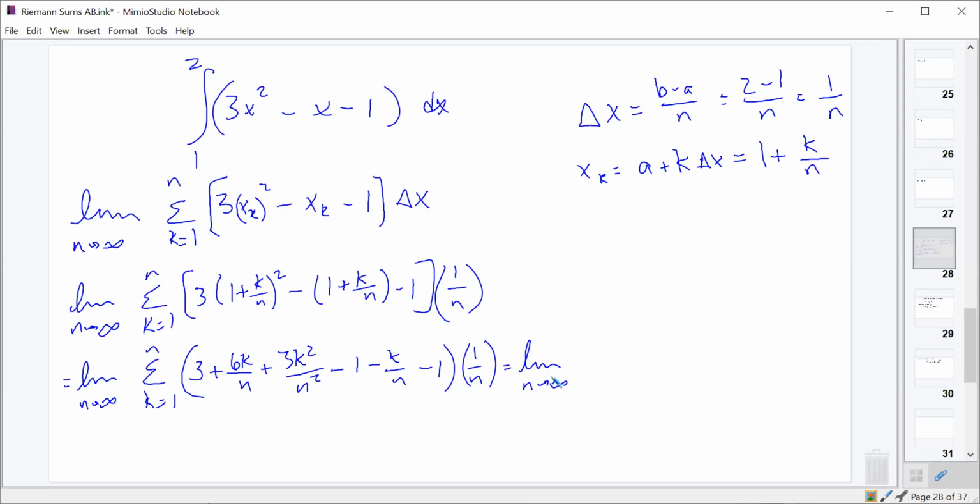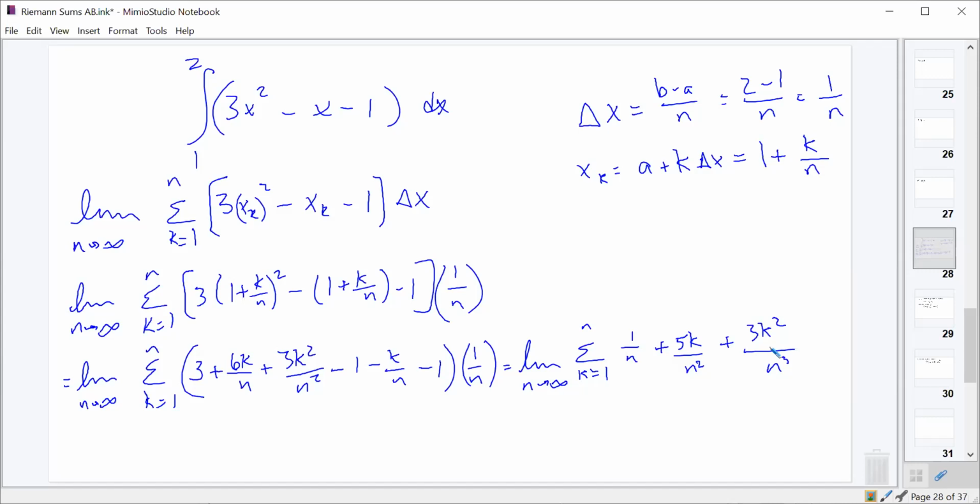And then we'll combine any like terms. So we got 3 minus a 1 is a 1. And then the 1 times the 1 over n will just be 1 over n. We have a 6k over n minus a k over n is a 5k over n. So that becomes plus 5k over n squared. And then we have a 3k squared over n squared, which will become a 3k squared over n cubed.